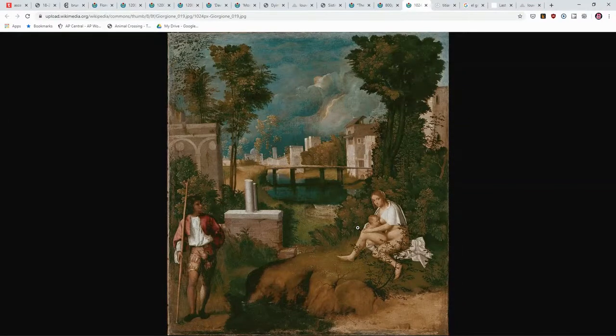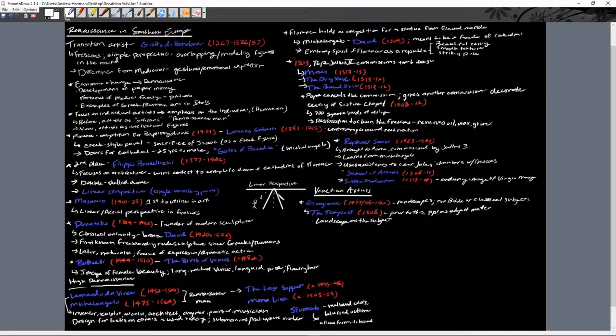We can see that here. Again, the landscape is very clearly dominating. The people are kind of off in the corners almost, but the landscape is what is really drawing your eye in, especially as it's in the middle. That's the main thing, the focus of it is definitely the landscape.